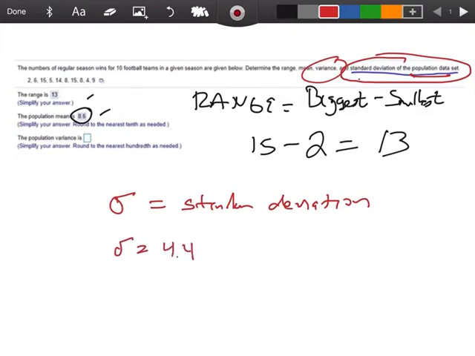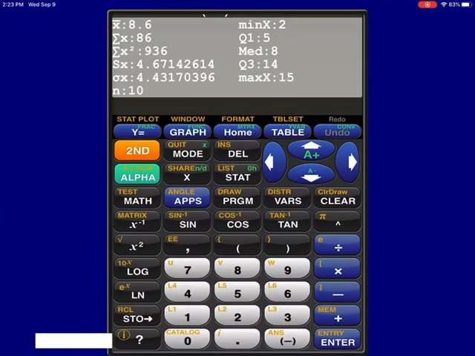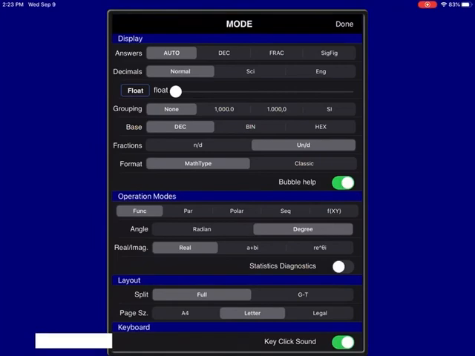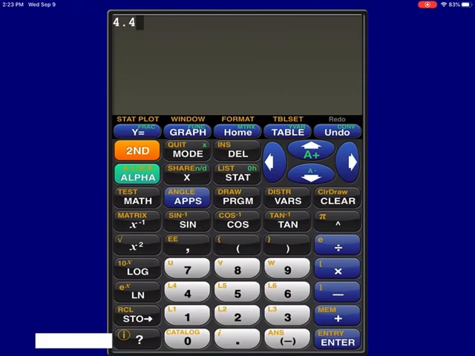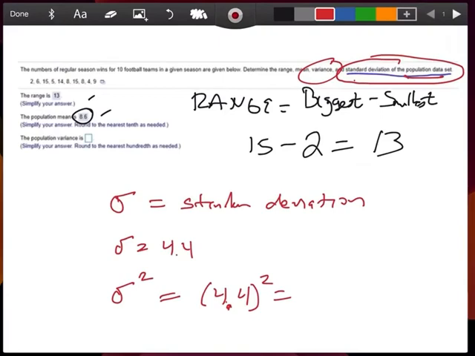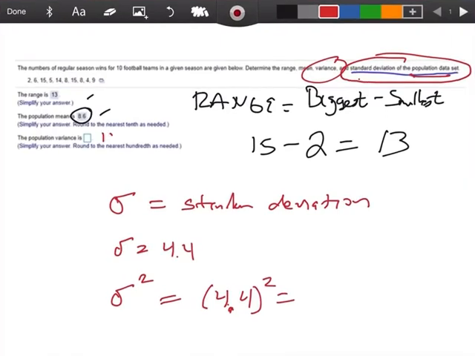Now it is asking me to find my variance. The way I'm going to find the variance is my standard deviation squared. So I'm going to take 4.4 and square it. Let me clear my calculator. So 4.4 squared is 19.36. The answer I'm going to put here is 19.36. That's going to be my variance.